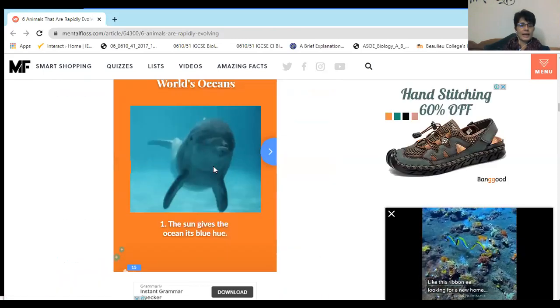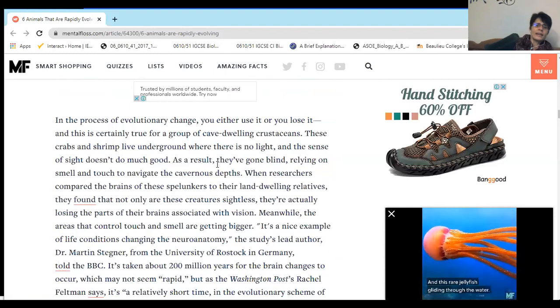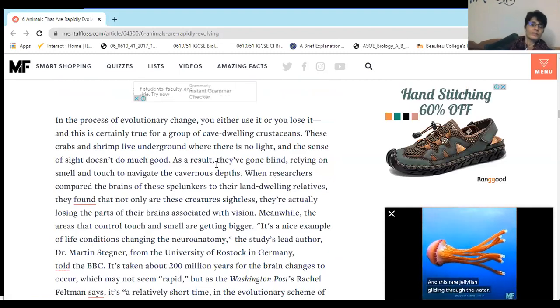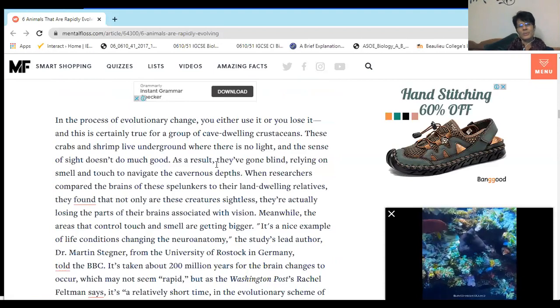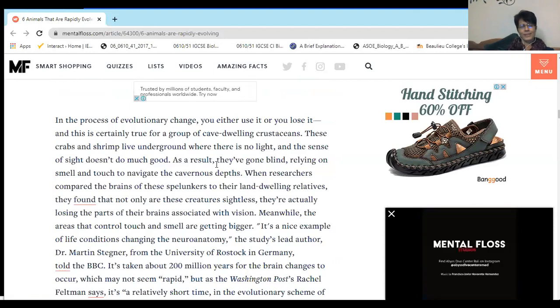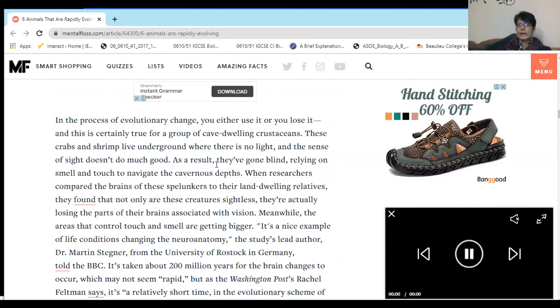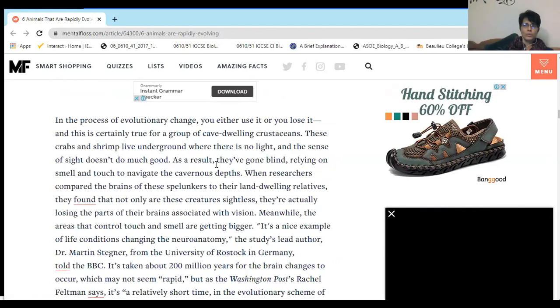What is the next one? So these shrimps that have lost their eyes. Because shrimps live in caves, it doesn't mean the environment causes them to change. If there is a gene, and this is where it kind of gets tricky, you've got to really think, is this really possible? But if there were mutations of the genes of the eyes that resulted in the eyes being very small or non-functional, then it doesn't matter, because these are cave-dwelling shrimp. All right, and then there was a question in one of the papers in past years. So as a result, they've gone blind, relying on smell and touch to navigate the cavernous depths of these caves. All right.